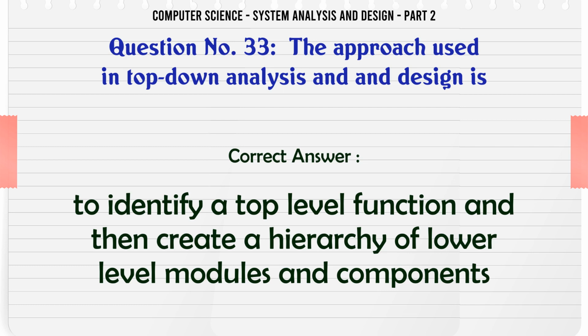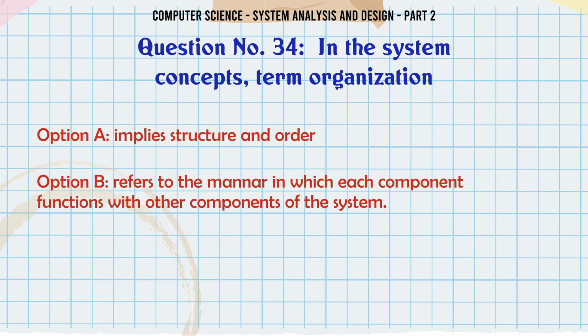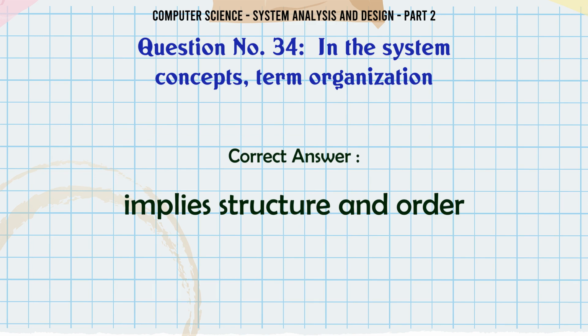modules and components. In the system concepts term organization, A implies structure and order, B refers to the manner in which each component functions with other components of the system, C means that parts of the computer system depend on one another, D refers to the holism of systems. The correct answer is implies structure and order.